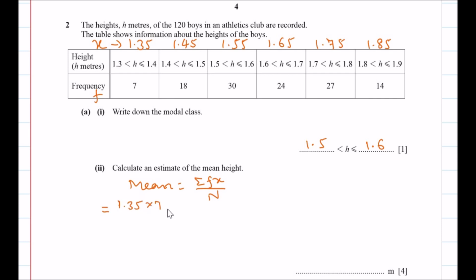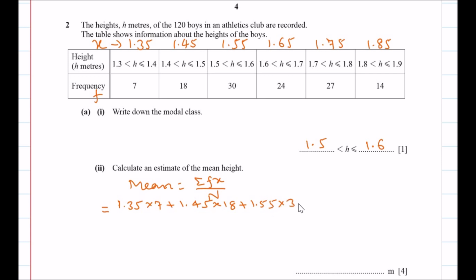1.35 into 7 plus 1.45 into 18. 18 is the frequency for that, plus 1.55. You cannot write all these things directly in the calculator and only write the final answer on the paper. So you will be losing method marks. Better you show it here. That is why I am writing here. We need to show the steps.